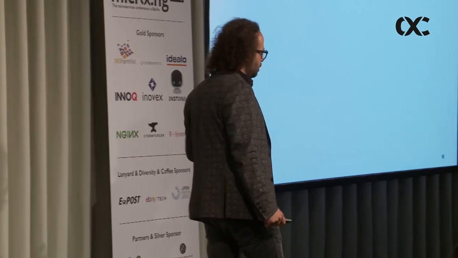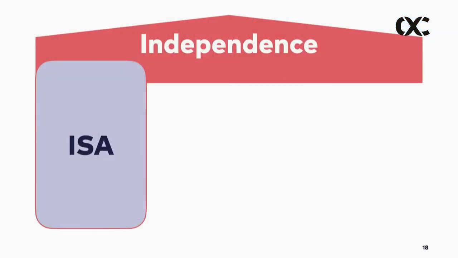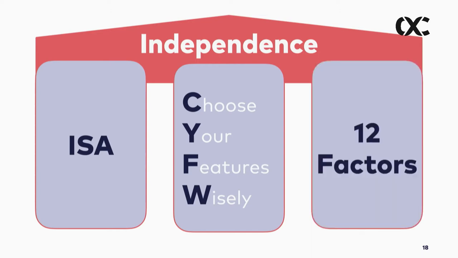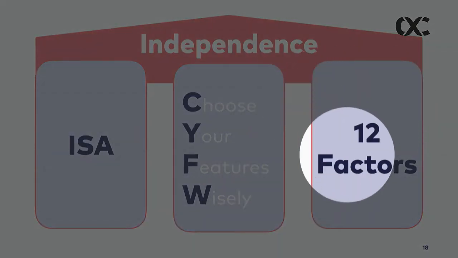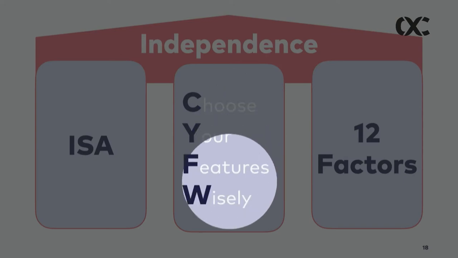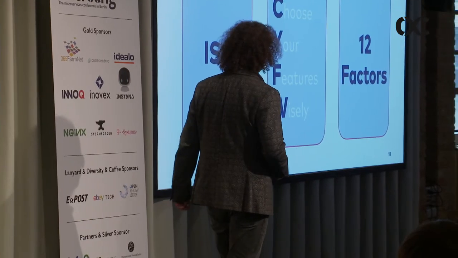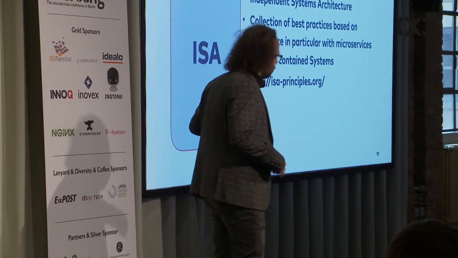In terms of independence, I see three steps. One is ISA, which is a rather new principle surrounding microservices, independent system architecture. The next one I call choose your features wisely, which is about vendor-specific features and how you use them in your software architecture. And then, of course, the 12 factors. I assume most of you are quite familiar with that, and a few of you are obviously aware that in such a scenario, you need to be a little bit careful in terms of the features that you adopt in your software architecture. But let me quickly go over all of them.